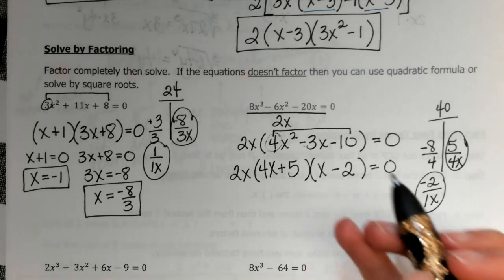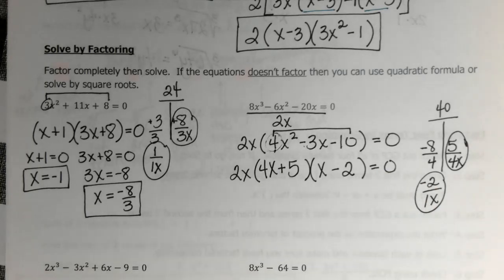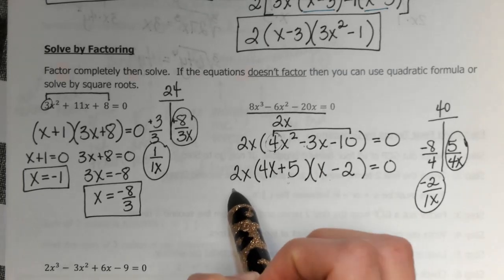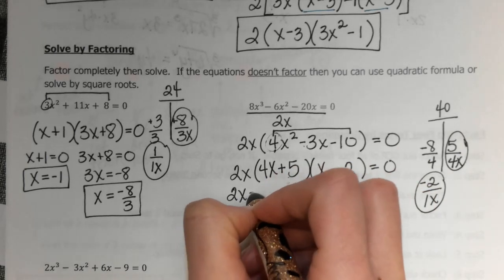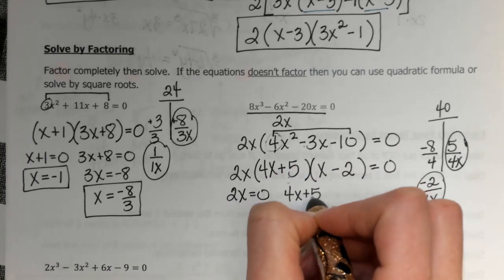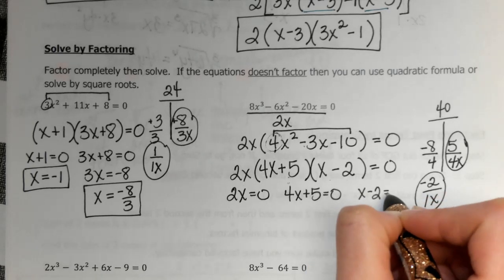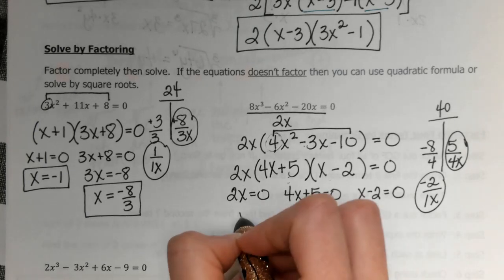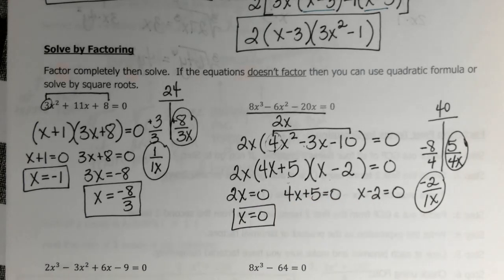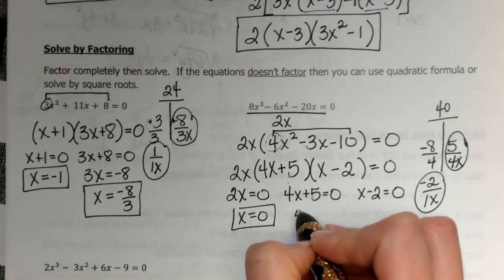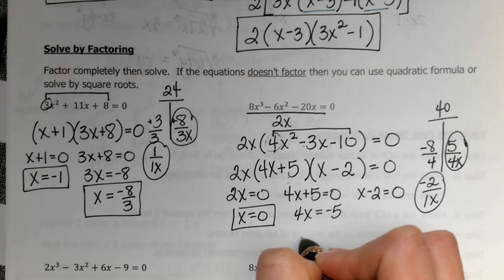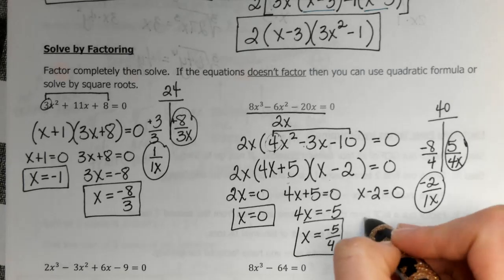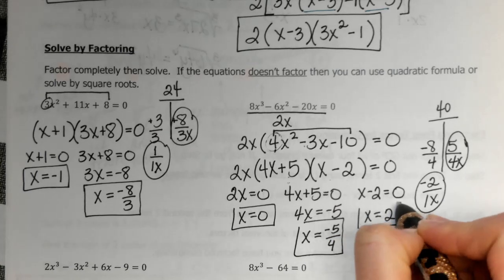Now I gotta set how many different parts equal to 0? Do I just set what's in parentheses? I have my GCF also. So 2x equals 0, 4x plus 5 equals 0, and x minus 2 equals 0. So my first set, divide by 2, x is equal to 0. Next one, subtract your 5, 4x equals negative 5. Divide by 4, x equals negative 5 fourths. Then add your 2, x equals 2.